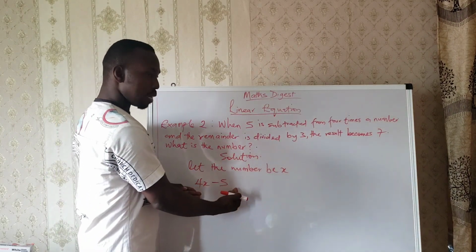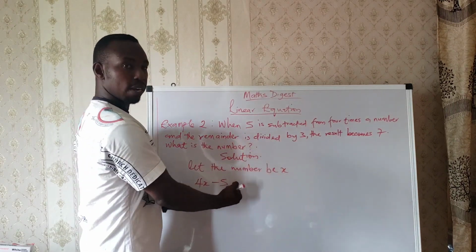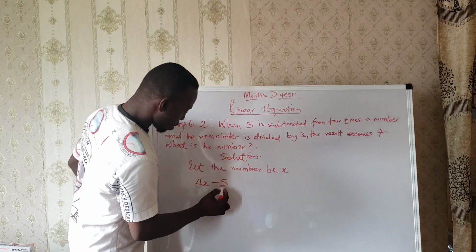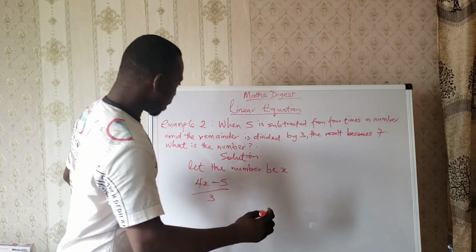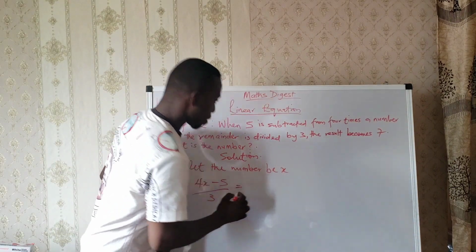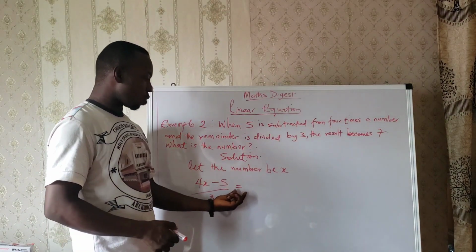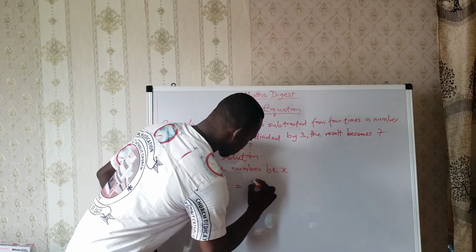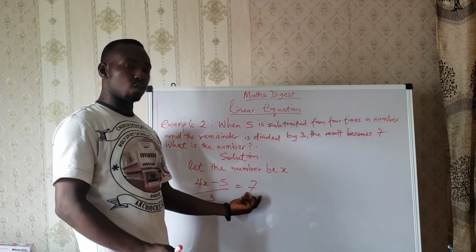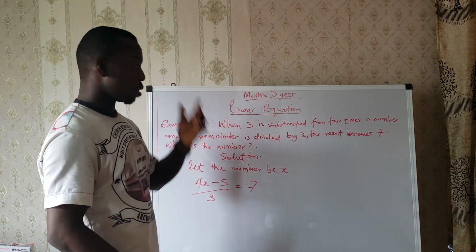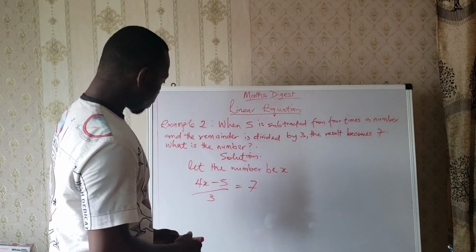Since we have not gotten any solution on this, but they say we're going to divide whatever we are getting here by 3, we still say over 3. Now, the question says the result becomes 7. That means the result is going to be equal to 7. So whatever you are going to have here is going to be equal to 7. That is what the expression is talking about.